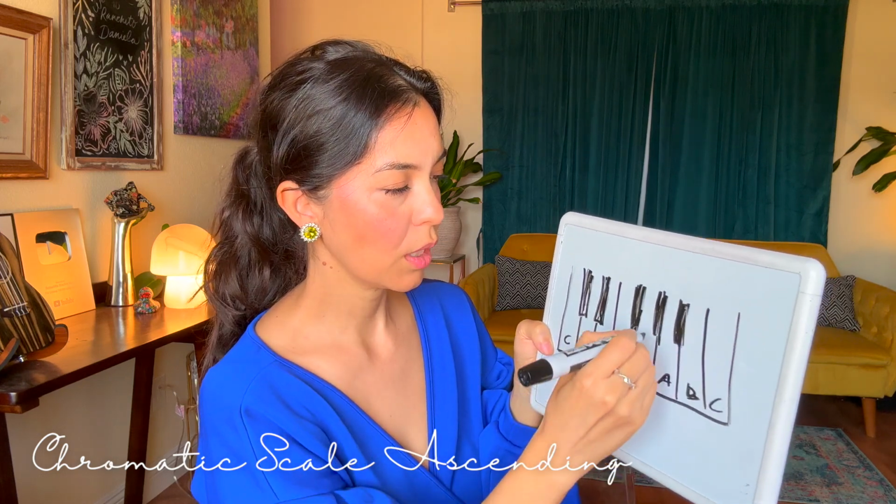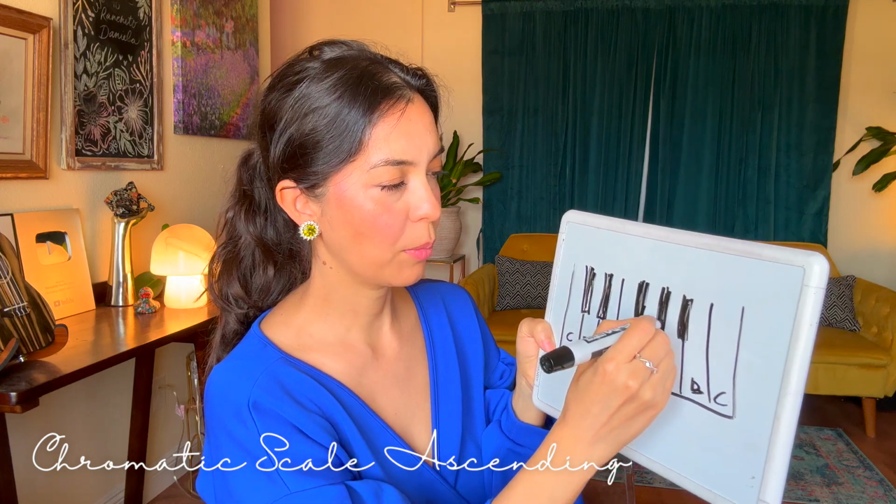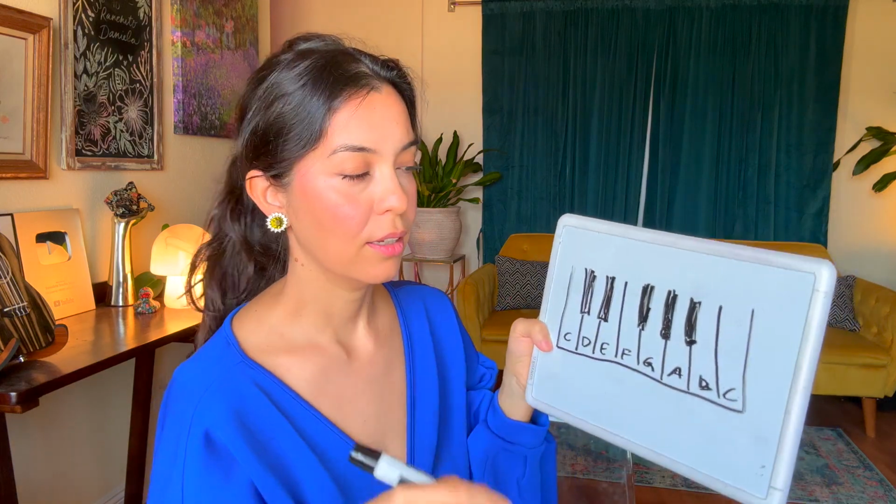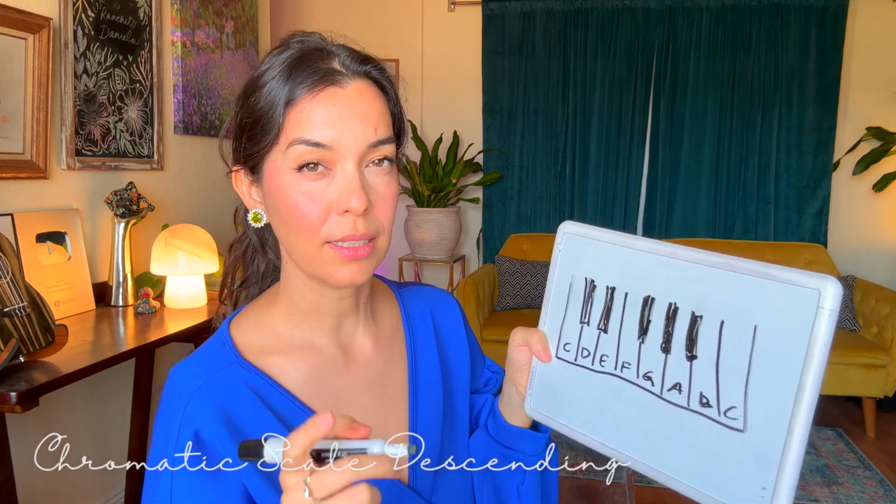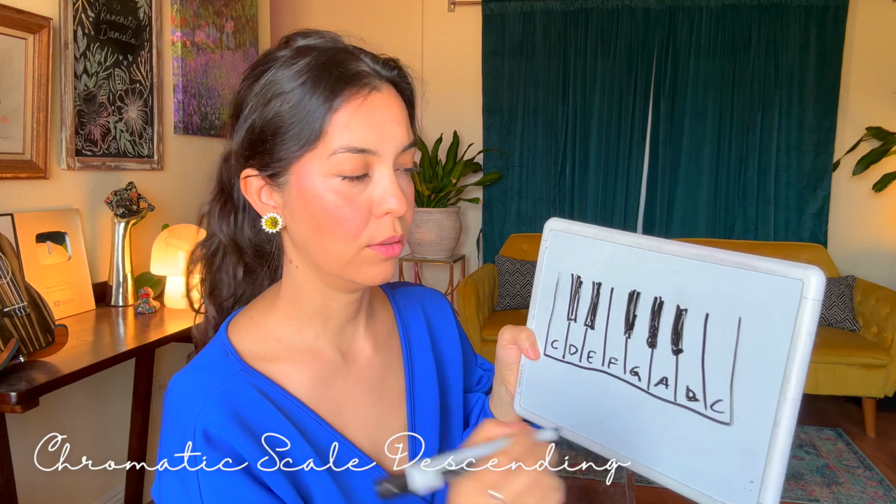Nothing between E and F. F, G, and A. Now you had the chromatic scale already in ascending order. Can you write that down? You had it in ascending. Now we're going to fill it in descending order.